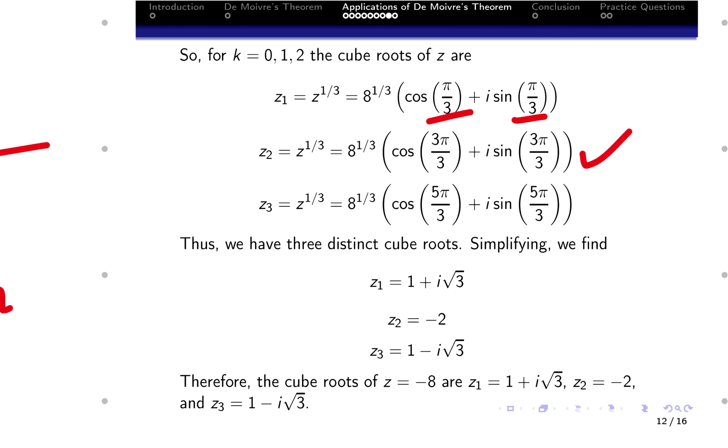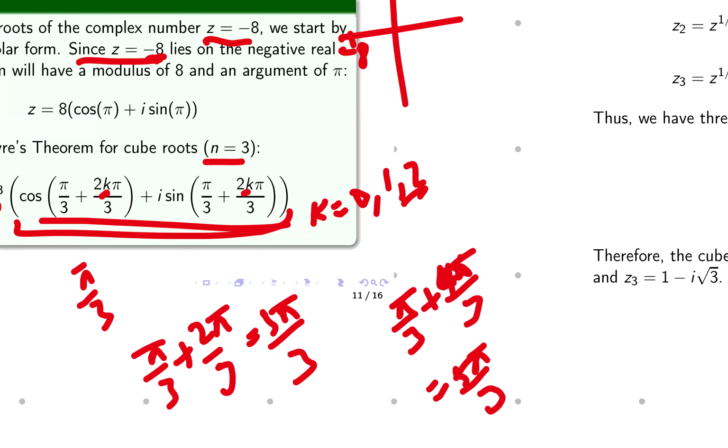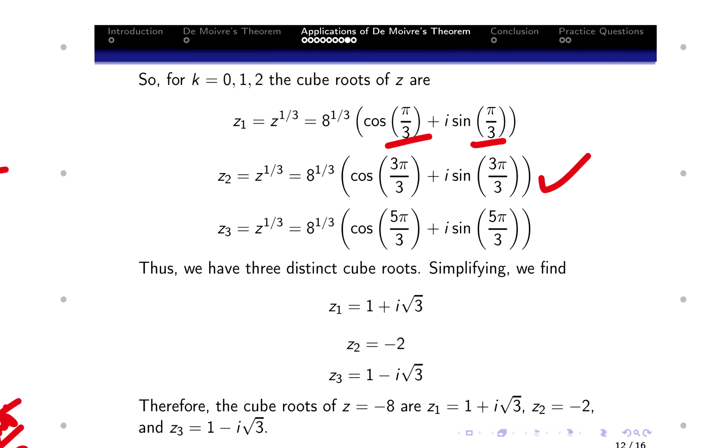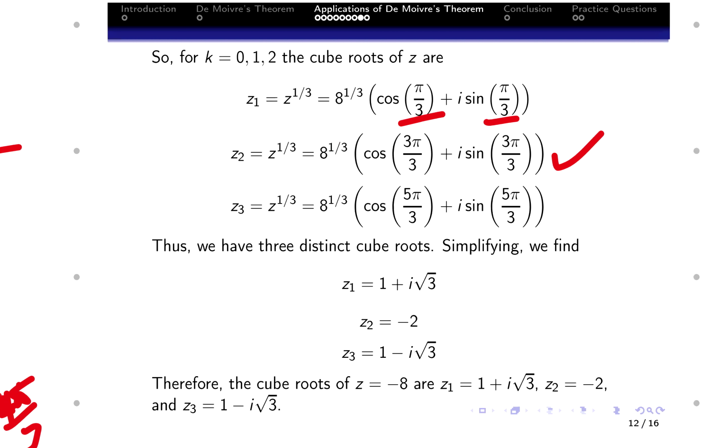And lastly, when k is 2, you have pi over 3 plus 2 times 2, that's 4 pi over 3. Totally, that will be 5 pi over 3. And that's why we have z3 as 8 raised to 1/3 times cos 5 pi over 3 plus i sine 5 pi over 3. Okay, so now we try to simplify all this.